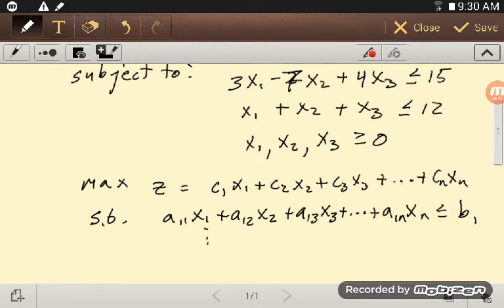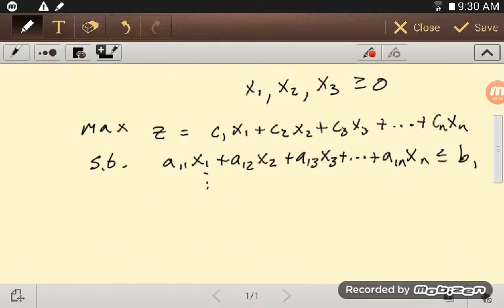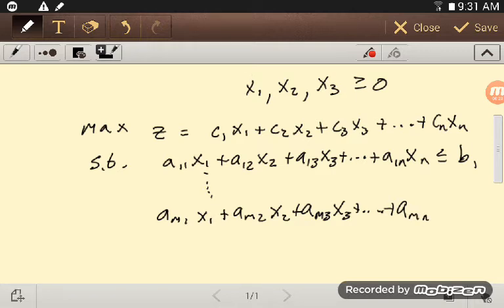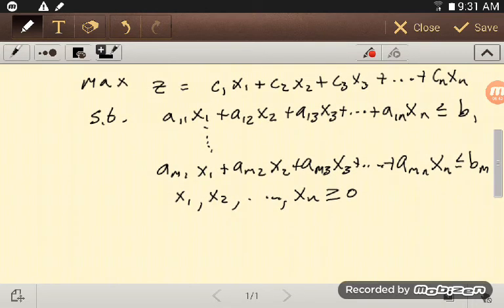and we would do this on down to where we would have am1 x1 plus am2 x2 plus am3 x3 plus dot dot dot plus amn xn is less than or equal to bm, and then the x1, x2 up to xn need to be greater than or equal to 0. So we have that.